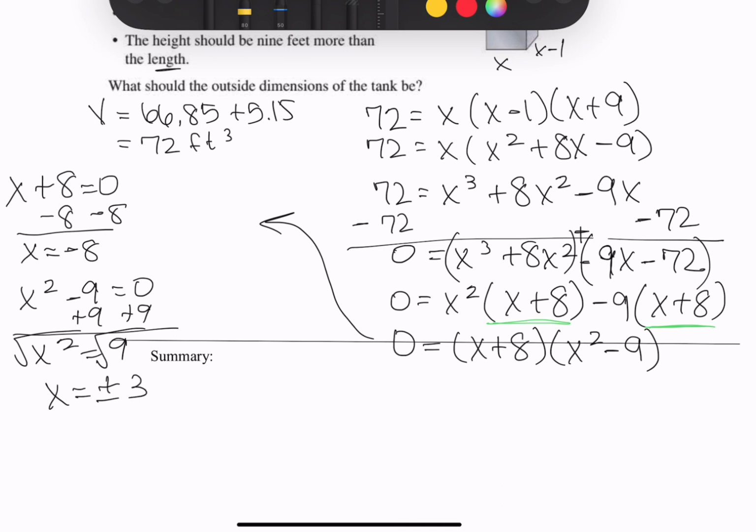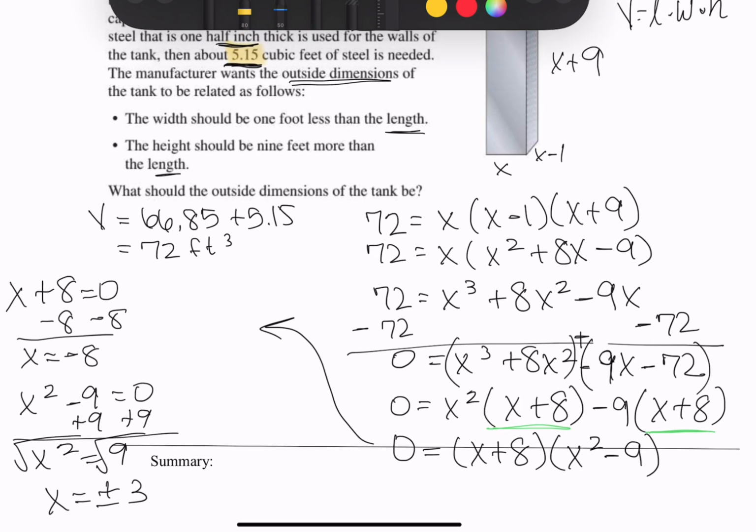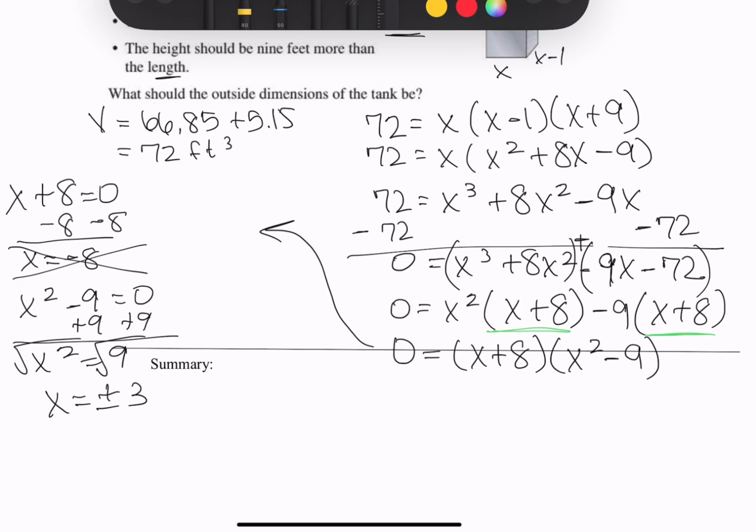Okay, now this is a word problem, and it's got a real world answer, so we need to make sure that we have a real world answer. The question is, what should the outside dimensions of the tank be? Can I have a width or a length or a height that is negative? No. So any of my negative solutions are what we call extraneous. I'm going to throw those out. So instead of having x equals positive or negative 3, I am just going to keep the positive 3 answer.